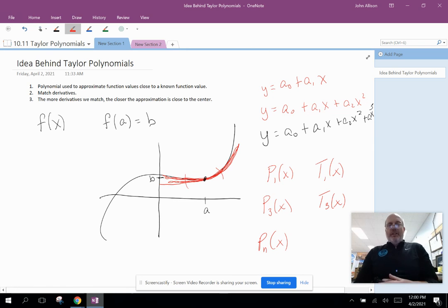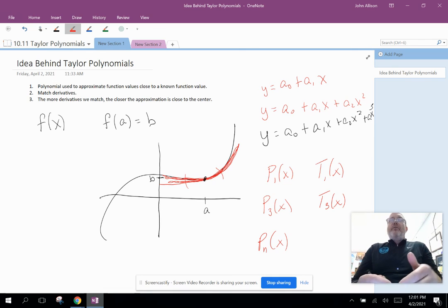And so whatever the degree is, you can find this, and we're going to show you in the next video how to find the Taylor polynomials to approximate a function value centered around a known point on the graph. This is the basic idea behind Taylor polynomials.